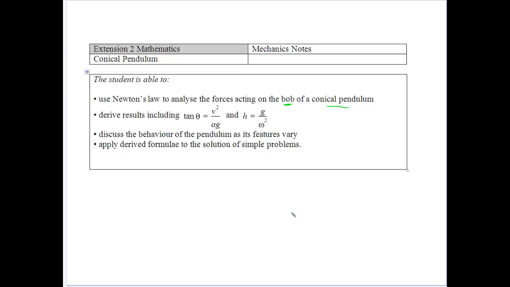We want to look at what the forces are that are being exerted on it, and then derive some results such that tan of the angle it's forming is equal to v squared on r times g, and h is equal to g on omega squared. Also, we want to look at what happens to the pendulum as the features vary. As we change the velocity or the angular velocity, what happens to the pendulum, and then start solving problems.